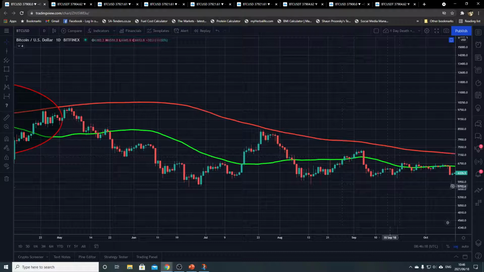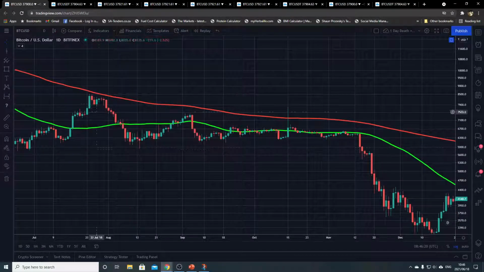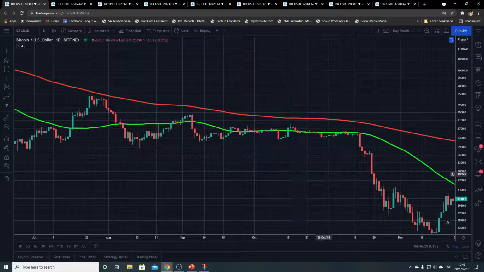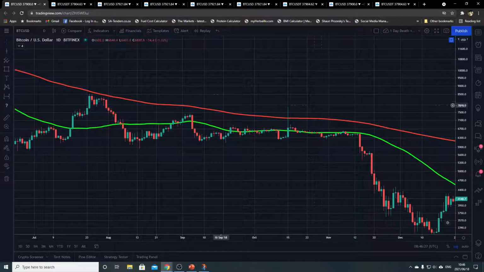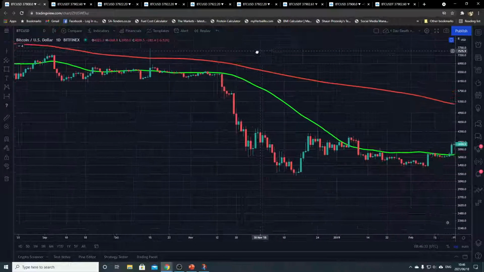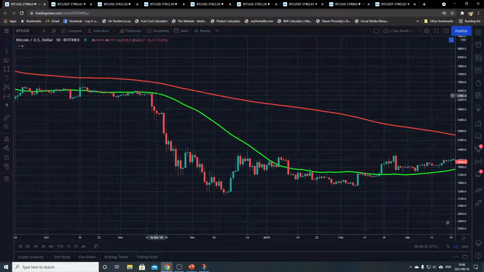We got rejected from the 200 moving average once again. We floated around the 50-day moving average, which is a good sign. This is your support and resistance. But as we are floating down and going sideways, what is happening to the 200-day moving average? Yeah, you see it. It's getting closer and closer and closer again.